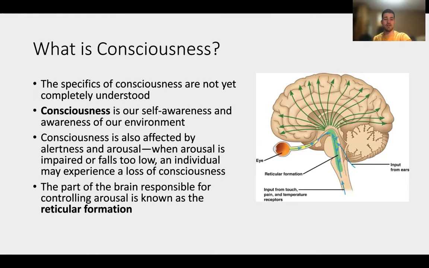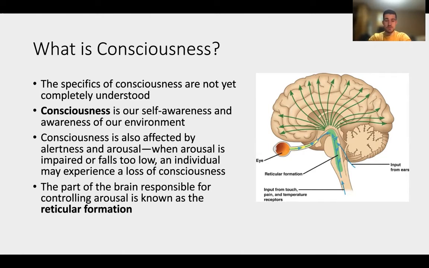Consciousness is affected by alertness and arousal. We can pretty much measure consciousness by the level of alertness and arousal. So when arousal is impaired or when it falls too low, the individual is going to experience a loss of consciousness. So sleep, for example, is a loss of consciousness, and that usually happens periodically and naturally, but it happens when our arousal falls to really low levels.